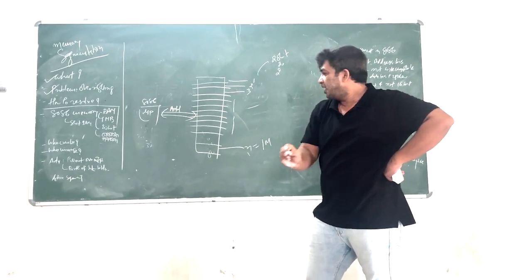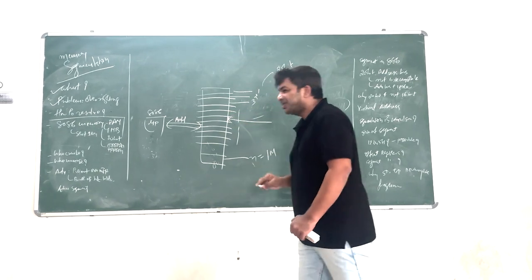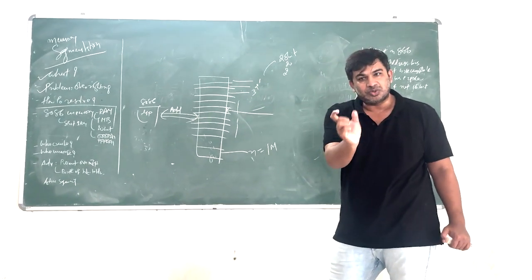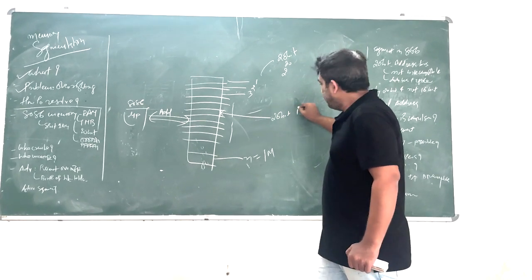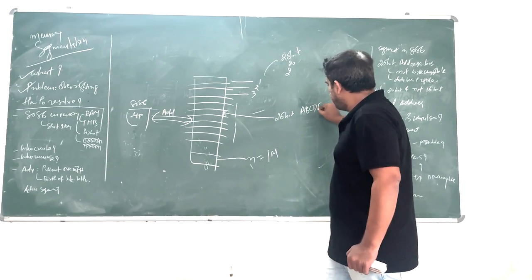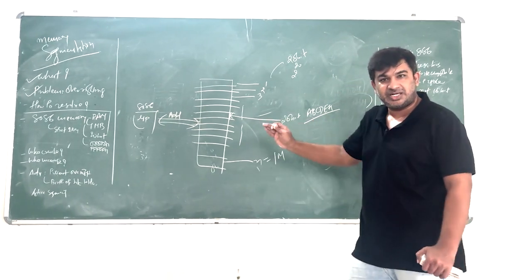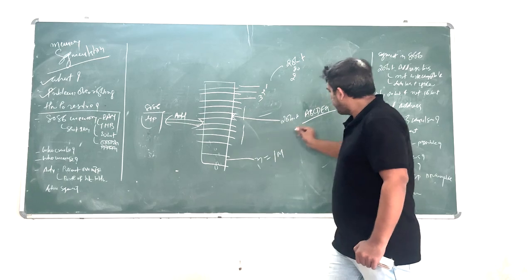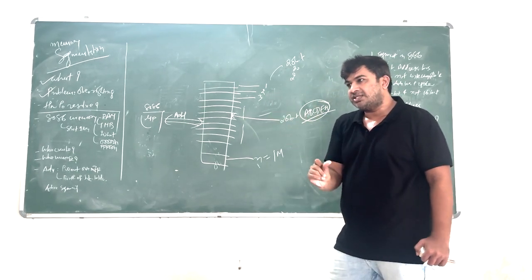Understand? I want to access this location, suppose. Then there must be some address of this location. This address is a 20 bit address, ABCDEH, which is my 20 bit address. So here all addresses will look like this, 5 digits of hex.